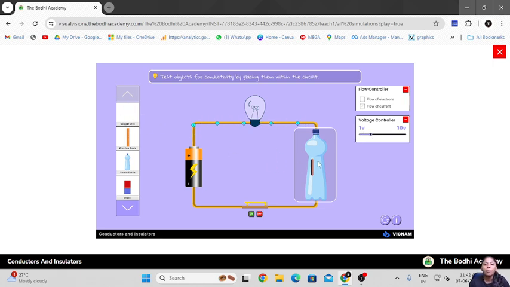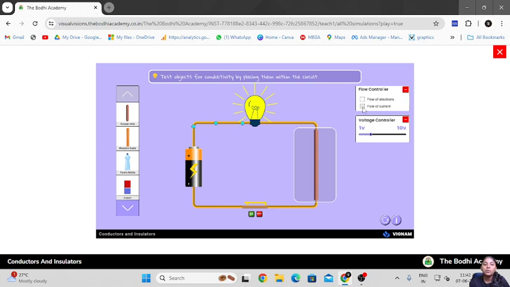We have a copper wire. I am replacing this with copper wire. So first we have a battery, then a bulb. Now I have added copper wire over here. Now let us turn on the switch. So in this case the bulb is glowing. Thus this copper wire is a conductor. It is allowing the electricity to pass through it with minimum resistance.